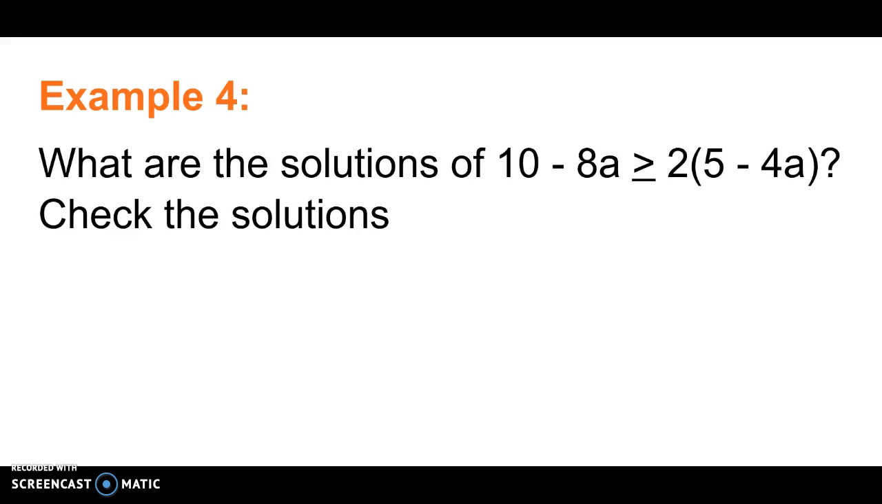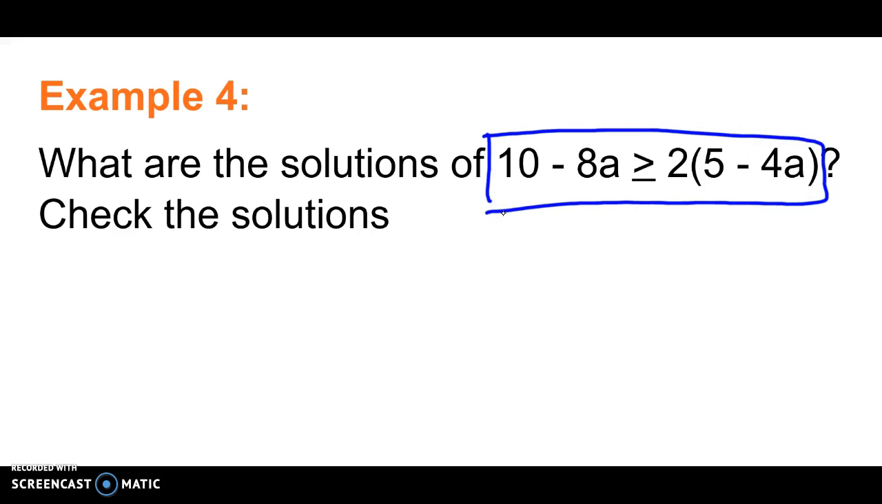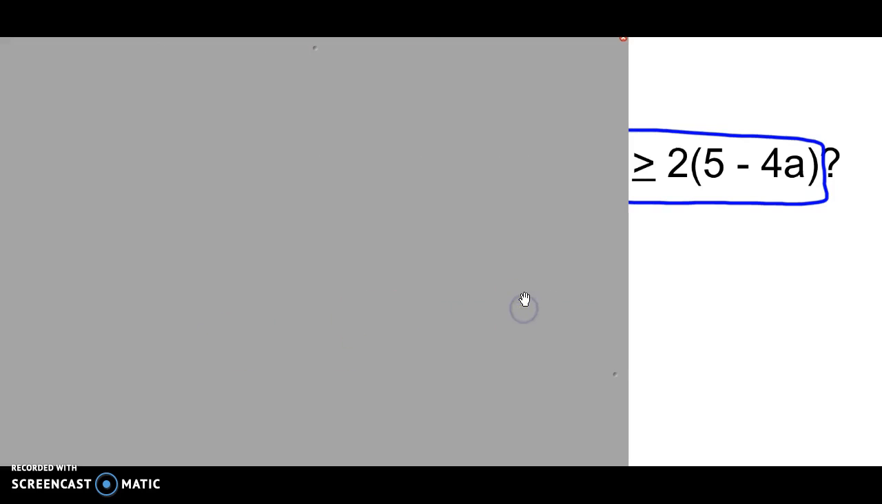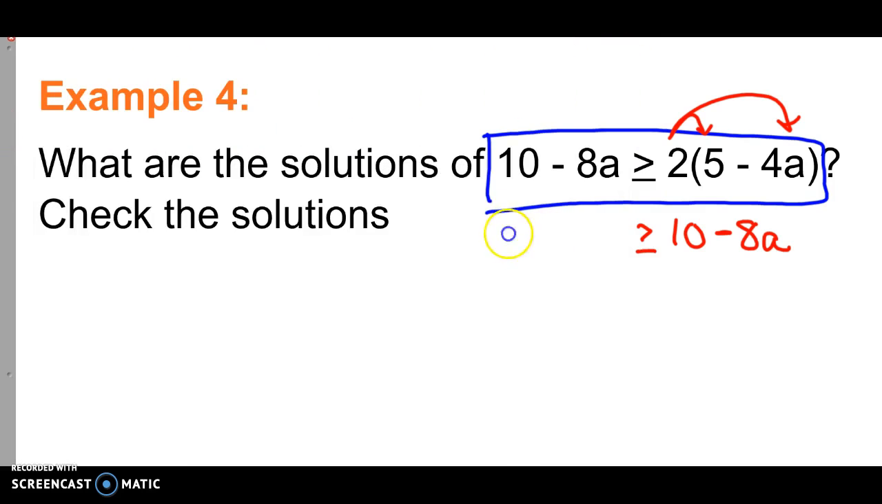Let's look at example 4. What are the solutions of 10 minus 8a is greater than or equal to 2 times the quantity 5 minus 4a? So again, just like the other one we did, we'll do one side at a time. We'll simplify this right side. I'm going to distribute 2 times 5 and 2 times negative 4a. That gives me 10 minus 8a. And let's just recopy my sign, and then I'm going to recopy the left side.